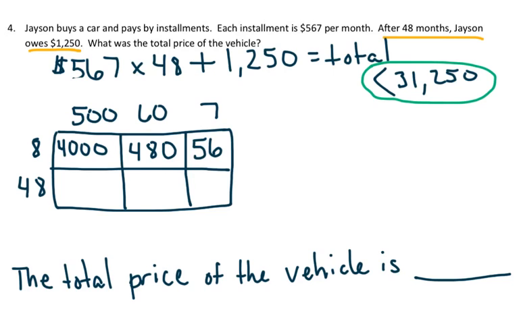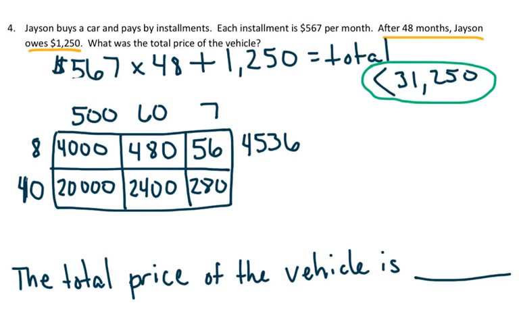And I have 500 times, oh, you know what, I made a mistake right here. It's not 48, it's actually 40. So 40 times 500 is 20,000. 40 times 60 is 2,400. And 40 times 7 is 280. And now I'm adding the partial products all the way across, and I have 4,536, and I have 22,680.